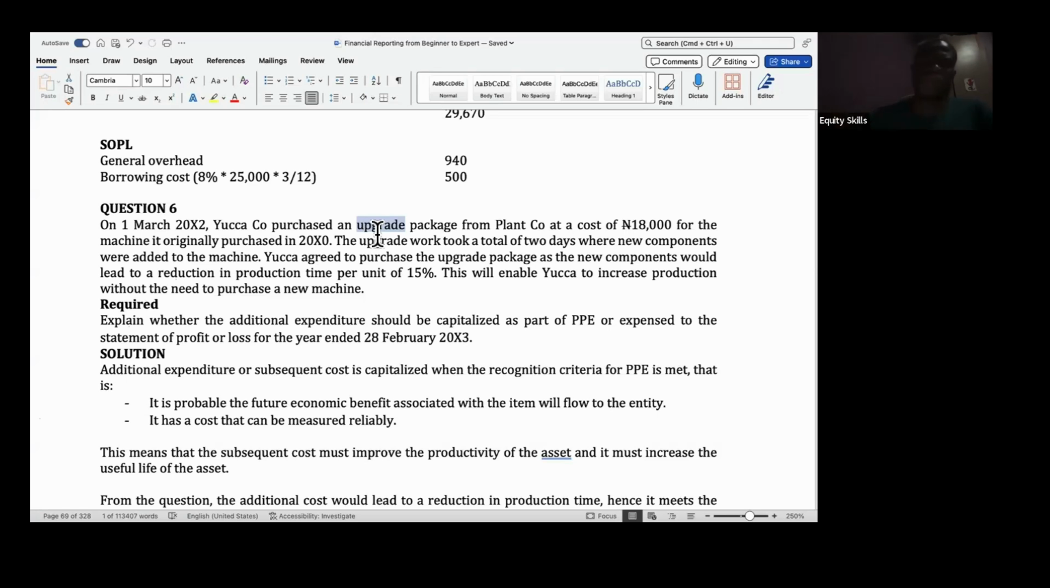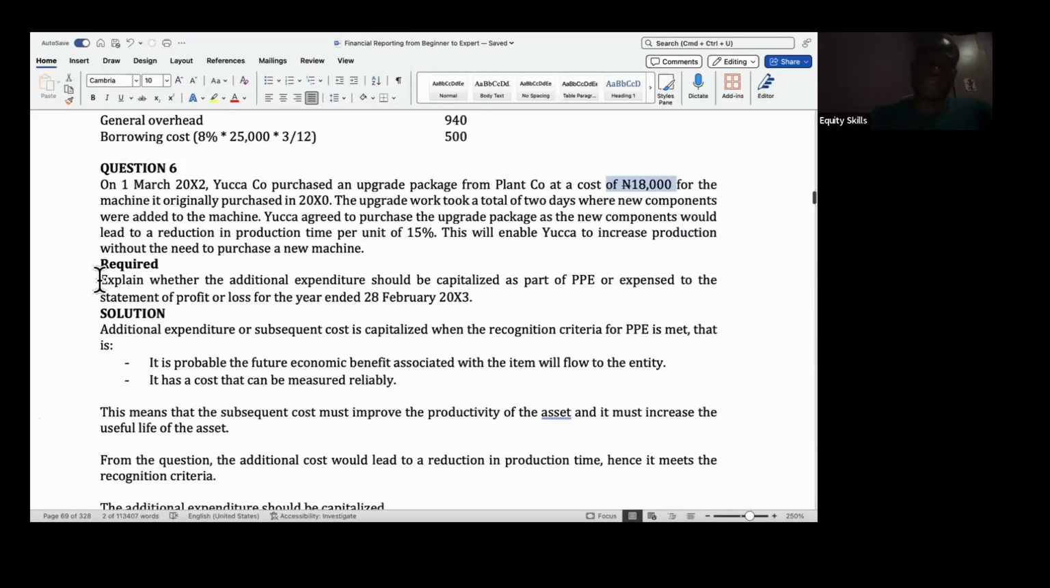And this question was very clear. He said, this upgrade package will lead to a reduction in production time per unit of 15%, which will enable UCA to increase production. So this cost is generating future economic benefits because it's reducing production time, and thereby increasing production. So this 18,000 should be capitalized.